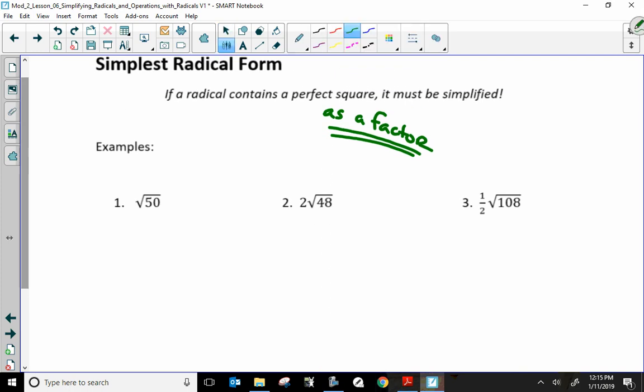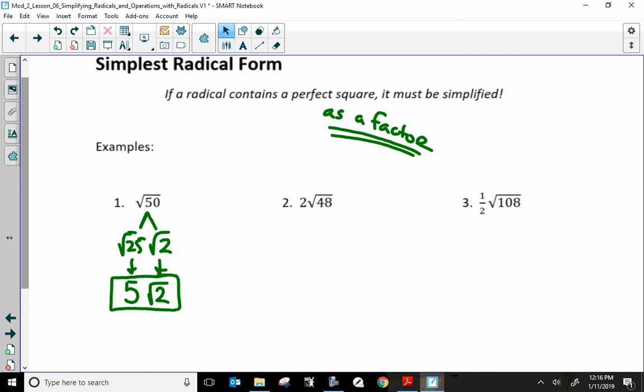So I know that the number 25, I'm looking at number 1 here, the number 25 goes into 50. This is the same thing as saying radical 25 times radical 2. And the square root of 25 is 5. I cannot do anything else with the square root of 2 to simplify it. There is not a perfect square that goes into 2. So that's my simplified form.